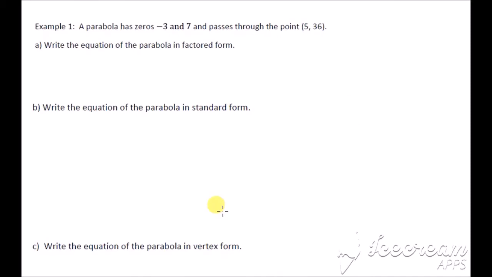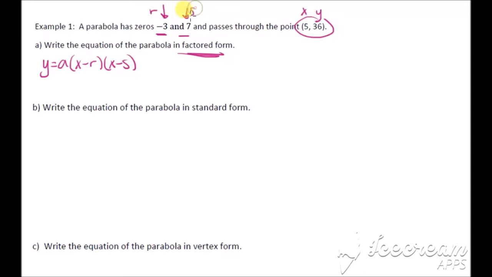So let's go ahead and flip-flop between different forms. A parabola has the zeros -3 and 7 and passes through this point. First we're going to write the equation in factored form, which is pretty easy because it gives us the two factors. The only thing that we don't know is the a value, which is the stretch factor. So let's sub in x and y, and then r and s.